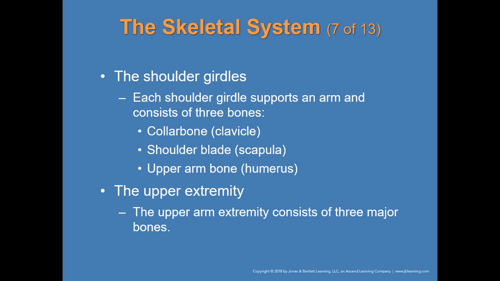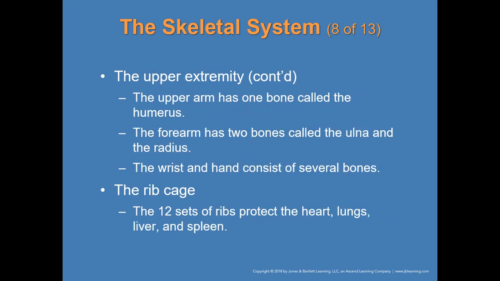And then the upper extremity consists of the 3 major bones. This is going to be your upper extremity. So you have that, and then you also have what is called your ulna and your radius, and those are the bones you find in your forearm. And then your wrist and hands all have several little connecting bones that are held together with tendons and stuff. Part of the upper extremity also includes the rib cage.